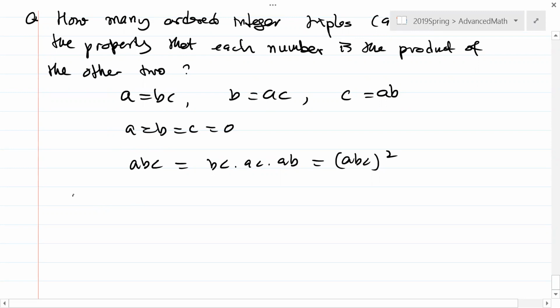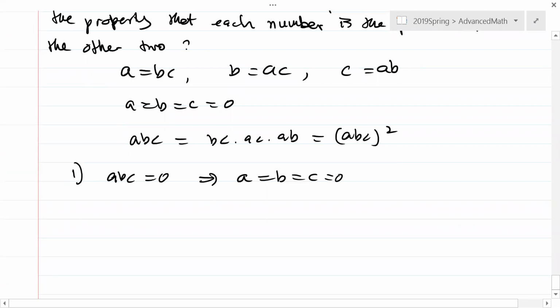Okay, so the first case, ABC equals 0. That implies A equals B equals C equals 0. Why? Just assume A is 0. Then if A is 0, from the above equation, B and C are 0. Okay, so that's the second case. A, B, C are not 0, then A times B times C must equal 1.